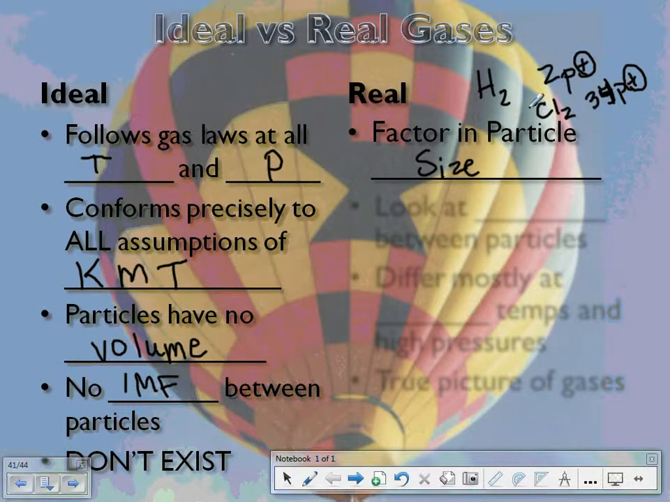So which of these 2 particles is going to take up more space? Chlorine. Obviously, right? It's got a lot more stuff in there, so it's going to take up more space. And that's going to deviate more from the ideal gas law.